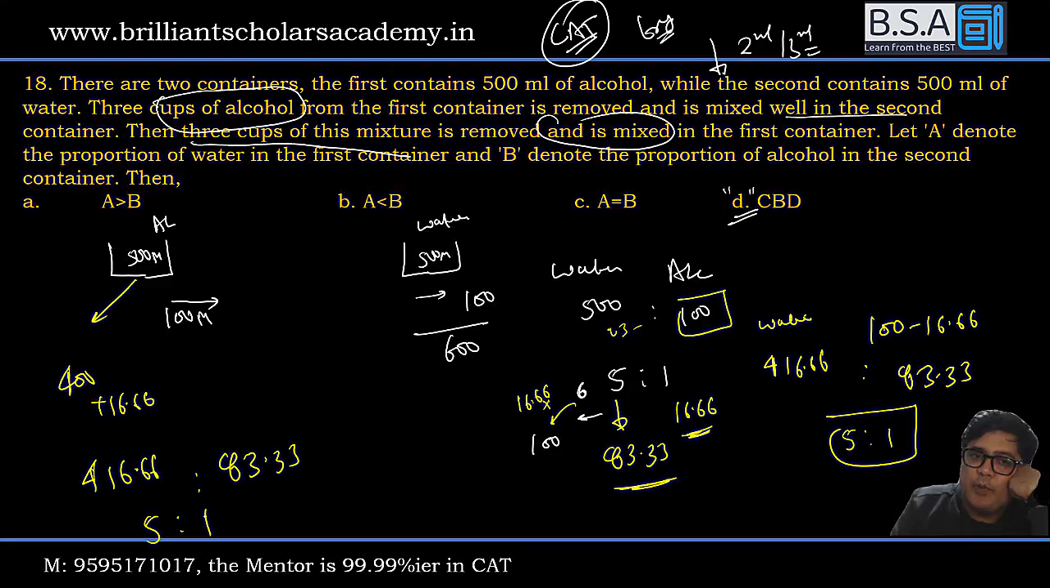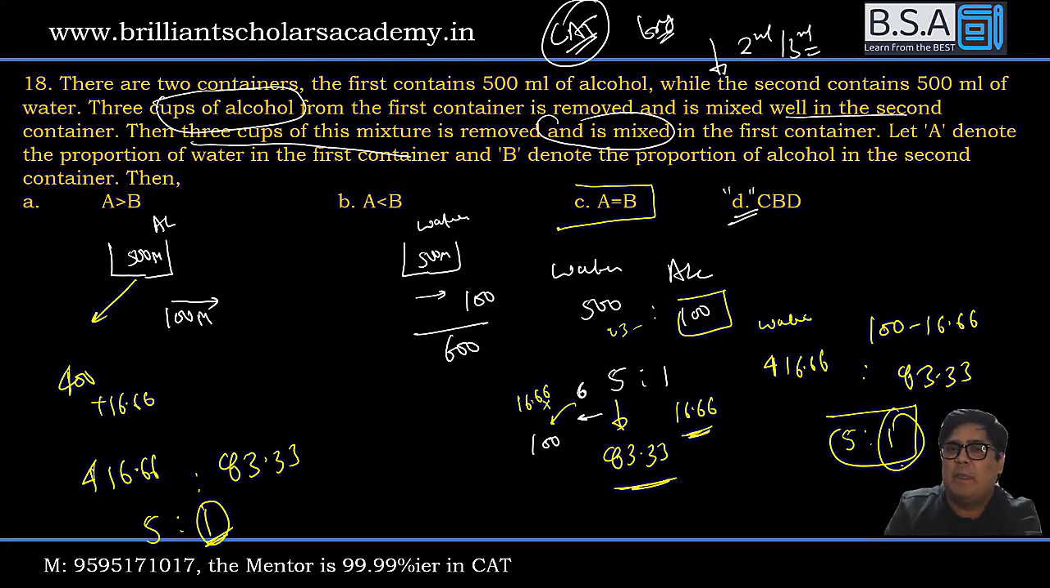So proportion of water here is 1/6. And proportion of alcohol here is also 1/6. They will always be equal. You did not need to do all this. If you remember this theory, this concept has appeared in CAT a couple of times, in other exams a couple of times.